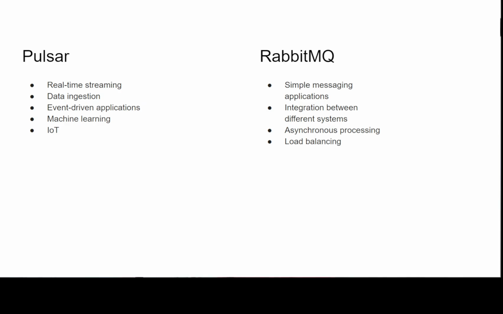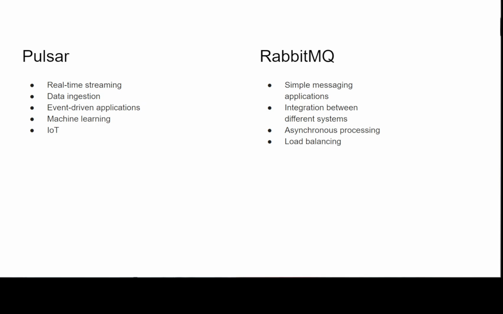Now, RabbitMQ is great for simple messaging applications. It's ideal for integration between different systems. And it's really good in scenarios like asynchronous processing and, of course, load balancing. Now, somebody might say, well, what about ZeroMQ? I can't talk about that right now, but I could talk about it in another video if you want me to talk about ZeroMQ a little bit as well.